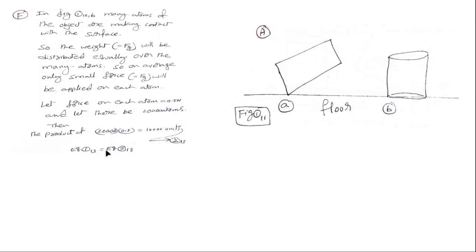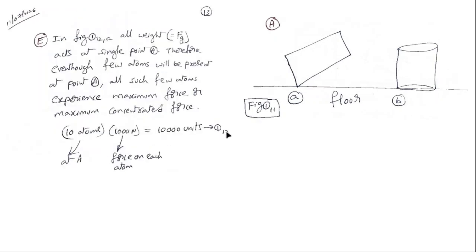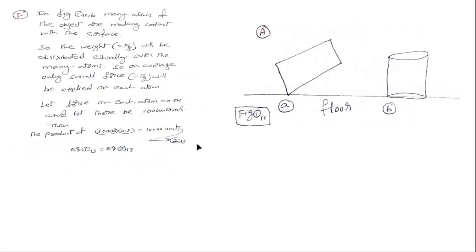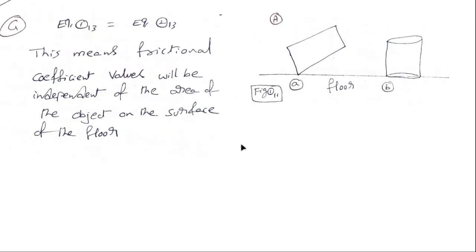What I want to say is, previously you got 10,000 units in equation 1. Now you are also getting 10,000 units in equation 2 by considering figure B. Equation 1 is obtained by considering figure A, and equation 2 is obtained by considering figure B. From figure A and figure B, the same value results. Thereby you can say that the frictional force will be the same whether the area of contact is large or small. Okay, this is what I want to say. Thank you.